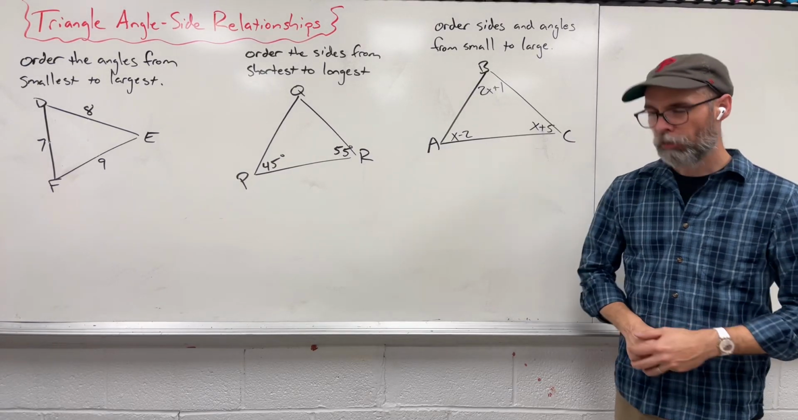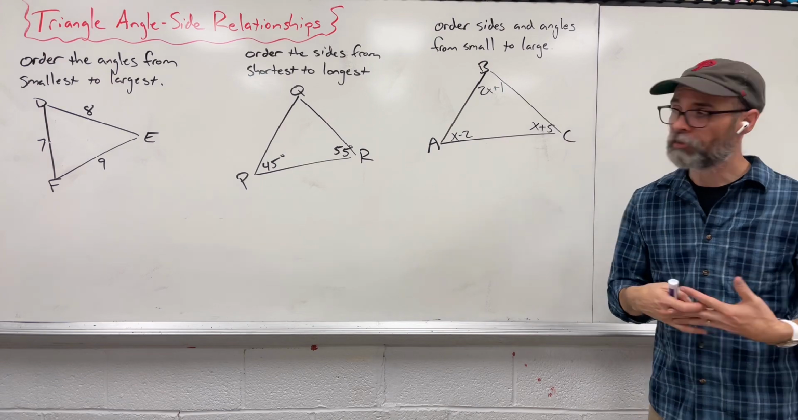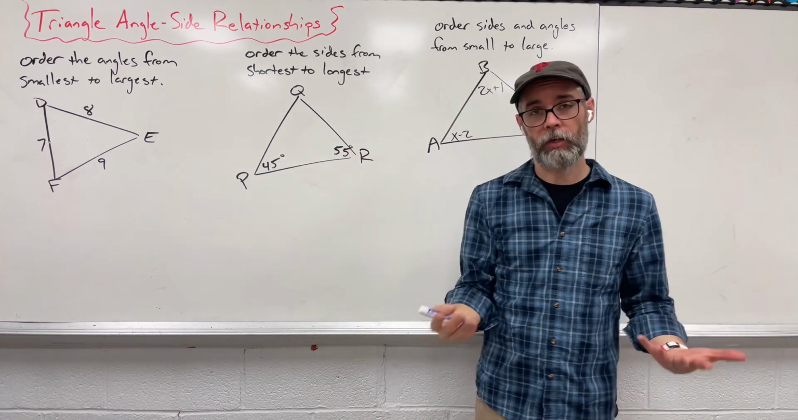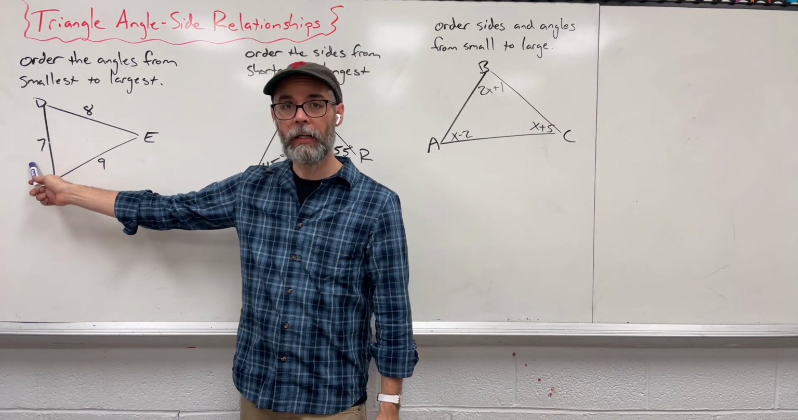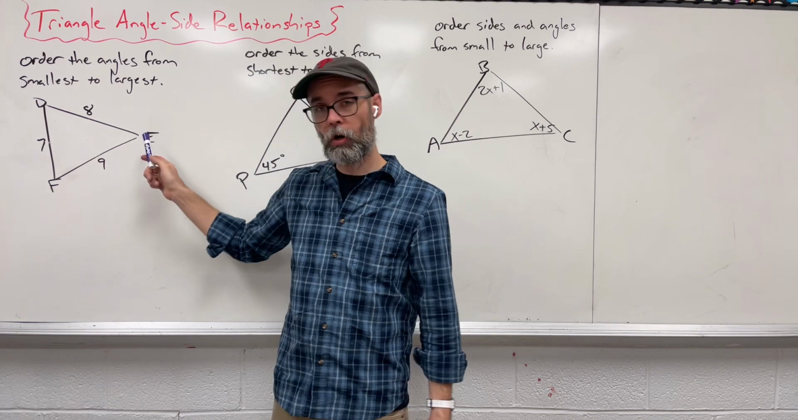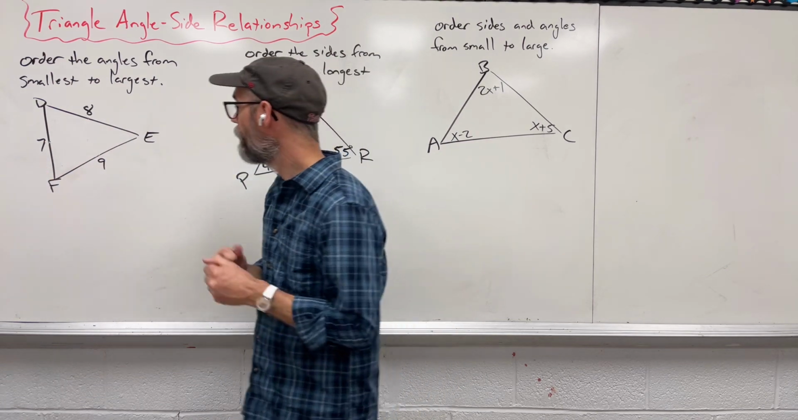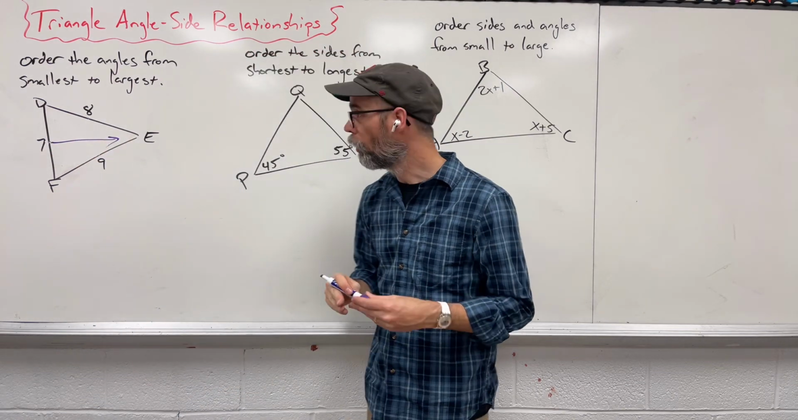Hi, today we're going to take a look at triangle angle-side relationships. There is a connection between an angle and a side within a triangle. When you have a small side, that also means you have a small angle. So 7, 8, 9: 7's my smallest side. The angle opposite of it is going to be my smallest angle.